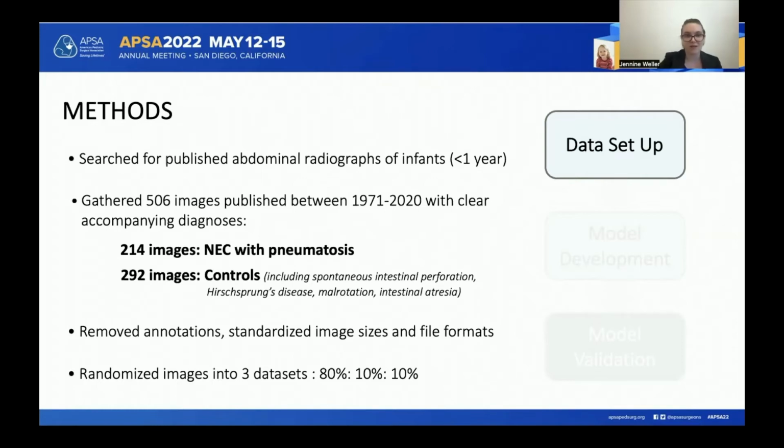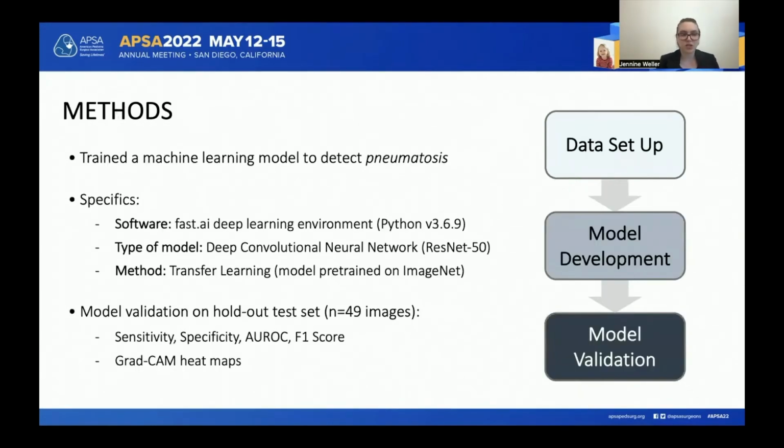After cleaning and dividing our data, we then developed an image classifier to detect NEC-induced pneumatosis. This used machine learning, specifically a type of deep convolutional neural network called a ResNet-50, which can recognize subtle patterns in images. We took a model which was already able to recognize everyday objects, and in a process called transfer learning, we tweaked it to specifically recognize pneumatosis. This helped us train a model on a relatively small number of images. We then applied it to the test set of images it had never seen before to assess model performance.